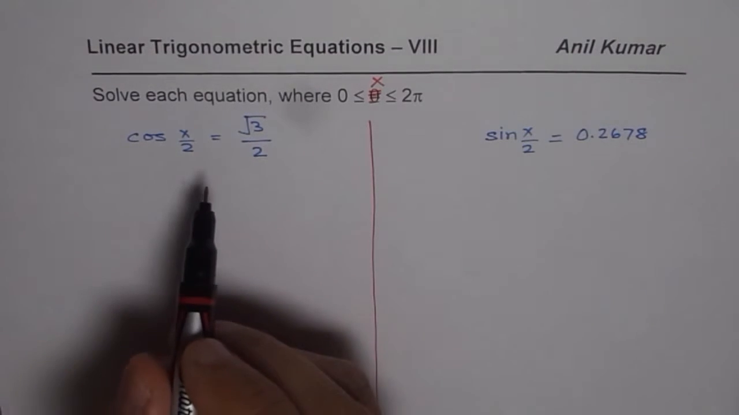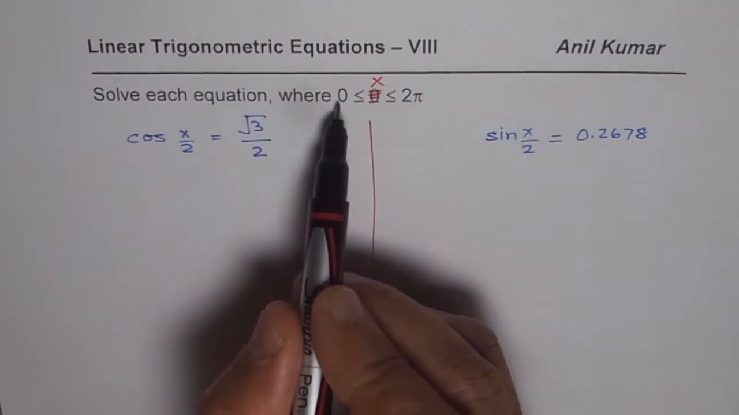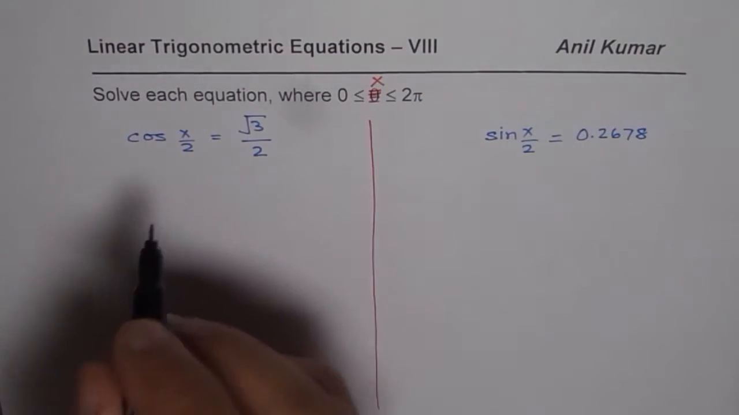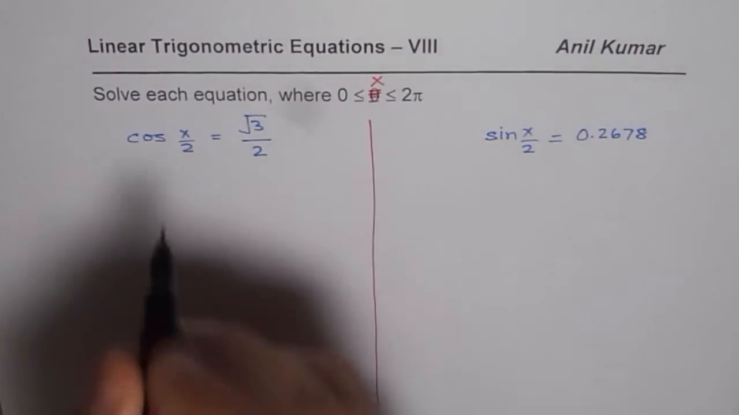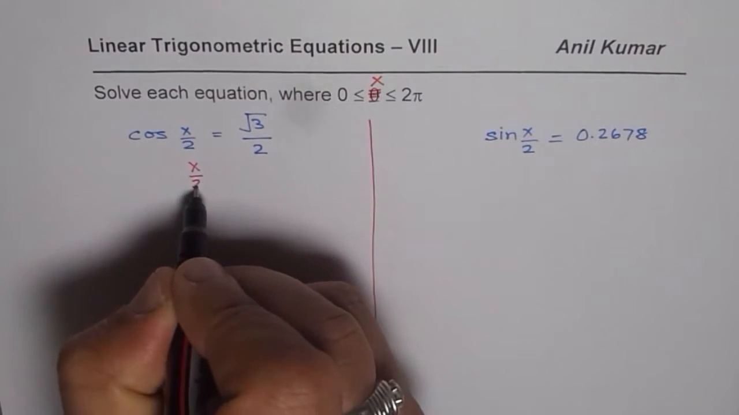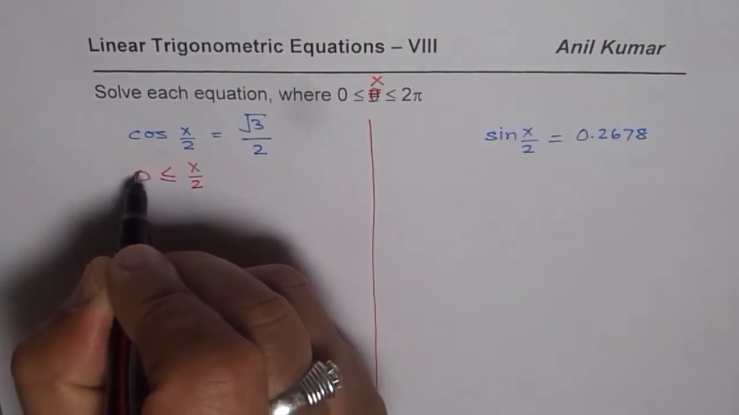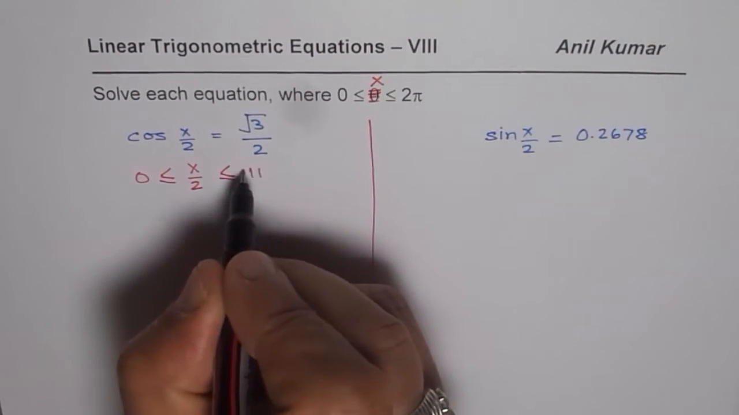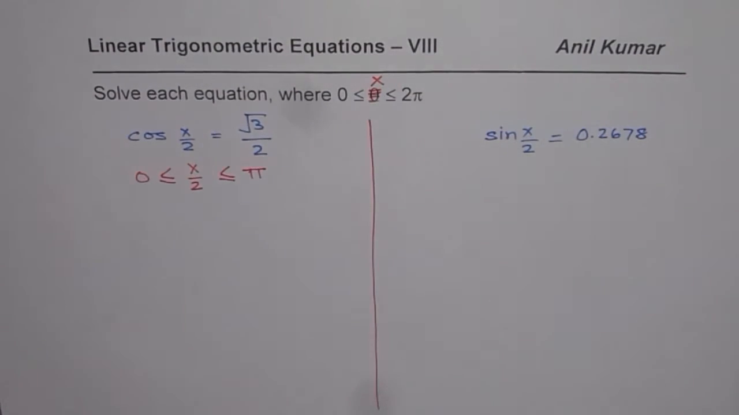So the very first step should be, when x is between 0 to 2 pi, x by 2 should be between what? We have to divide them by 2. So we get x by 2 should be greater than or equal to 0 but less than or equal to 2 pi divided by 2, or pi. So that is the very first step.